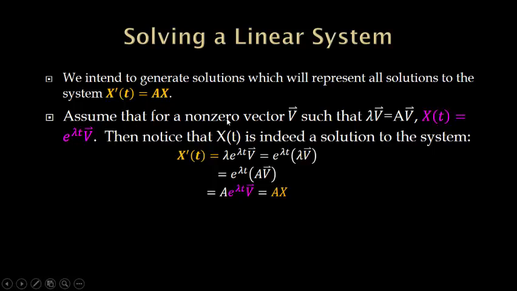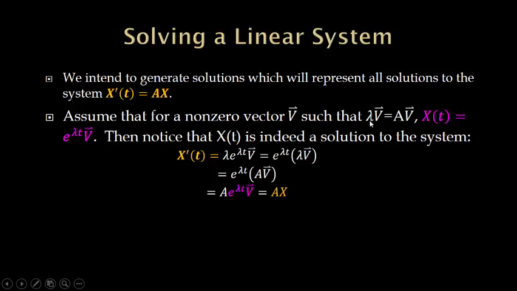So we intend to generate solutions which will represent all other solutions to that system of differential equations. Now to consider what types of solutions we might have, I want you to make one assumption. I have a scalar lambda here, just a real number, times a vector v. Now v, we'll discuss that later. What this is saying is you have scalar multiplication on the left equal to this product on the right, which is a product of matrices. A here is the coefficient matrix I discussed earlier. V is a new vector I'm introducing, and lambda is a new scalar I'm introducing.